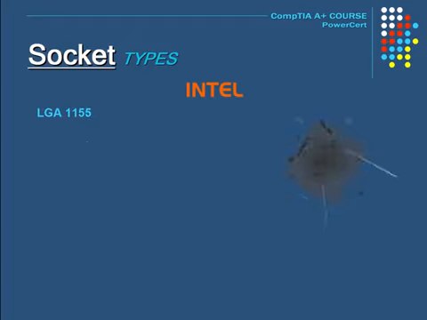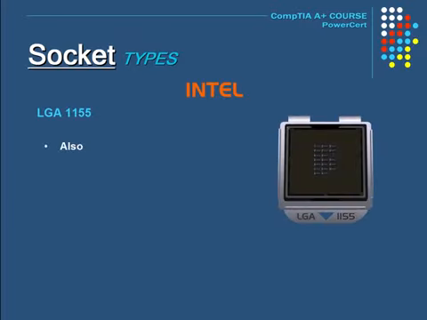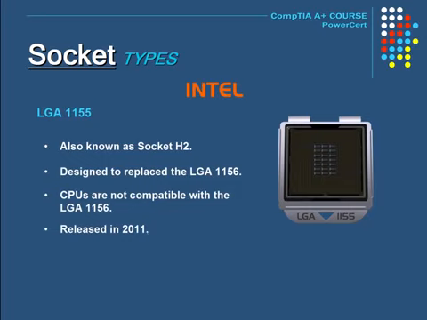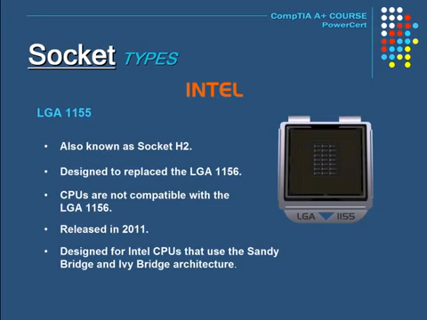And next is the LGA 1155, known as socket H2, and this was designed to replace the LGA 1156. This has 1155 pins, which is one less than the LGA 1156. But the CPUs that are designed for the 1155 and 1156 are not compatible because the notches in the sockets are different. It was released in 2011, and these were designed for the Intel CPUs that use the Sandy Bridge and Ivy Bridge architecture.